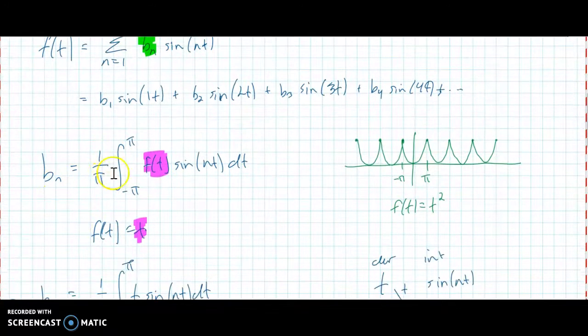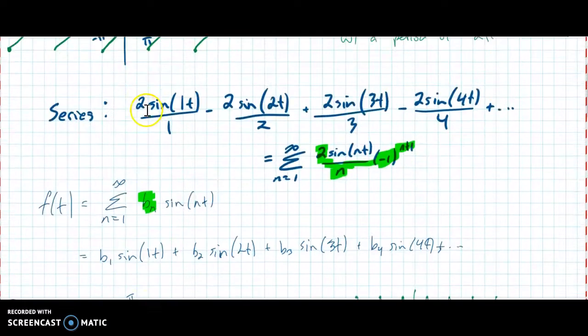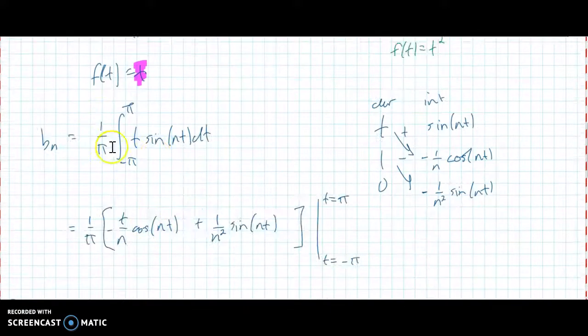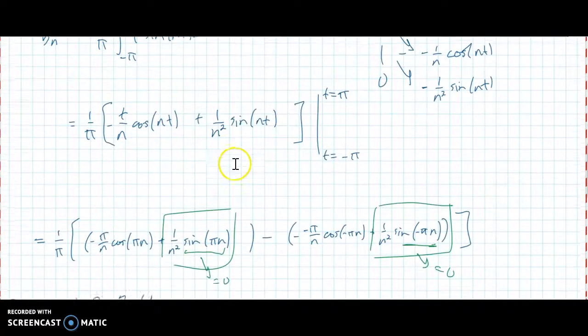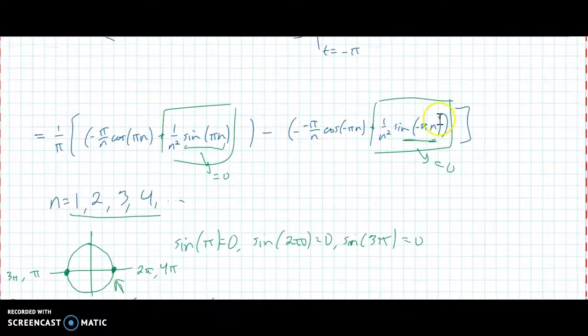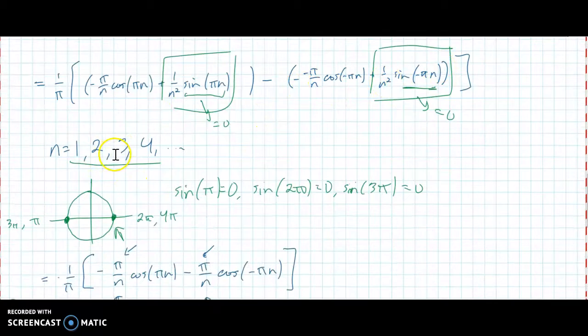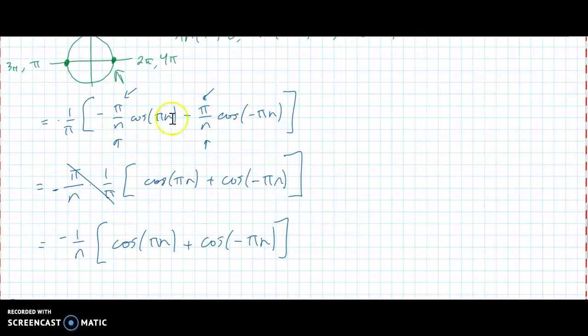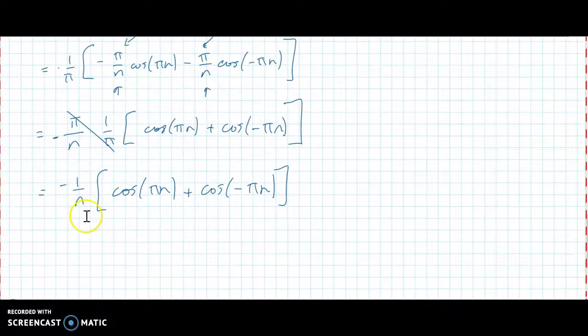We take 1 over pi integral from negative pi to pi of f of t times sine of nt dt. Well, in this case, f of t is t, because that's this function right here. If we had t squared, it would be like that. So when I calculate that, I do some integration by parts. I have some pieces that go to 0, and then I get left with these. I simplify algebraically a little bit, and I'm down to this spot right here.